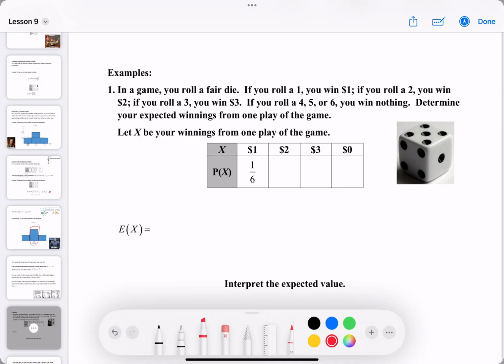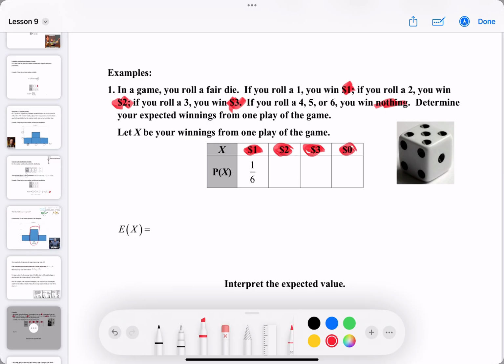Okay, what is the top of my row, or what is the random variable? So X is your winnings from one play of the game, how much money you may win from one game. You may win $1, you may win $2, you may win $3, or you may win nothing, that means $0. So the first row has the outcomes of the experiment: maybe you win $1, $2, $3, or $0.